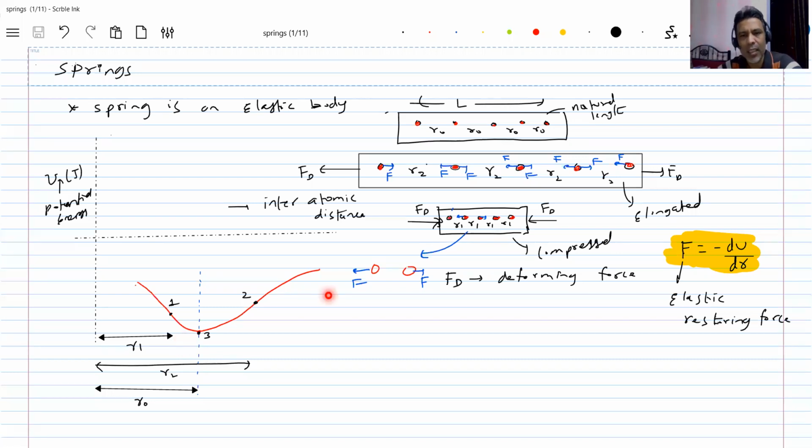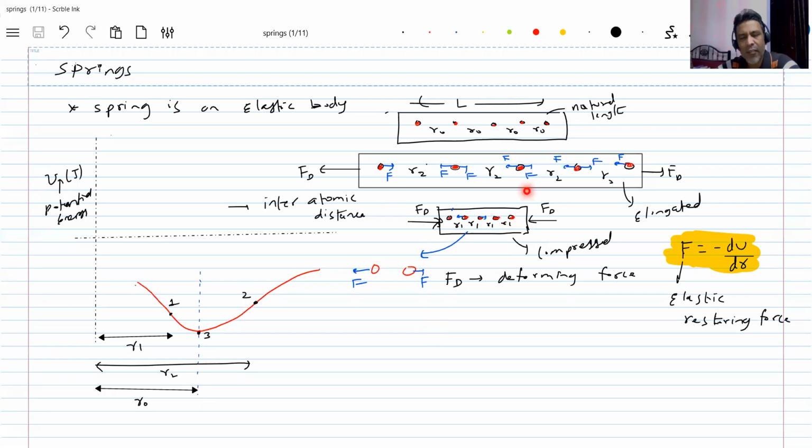So because of that, what happens? The object will try to increase its length. So this is called compressed, and this is called elongated. Altogether, when an elastic body is compressed or elongated, what do you mean by compressed? Length less than the natural length. What do you mean by elongation? When the length of the object is greater than the natural length.